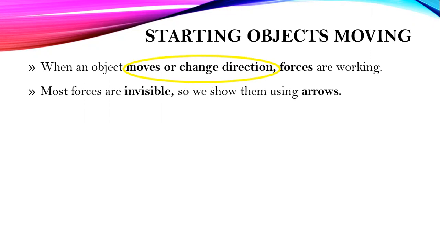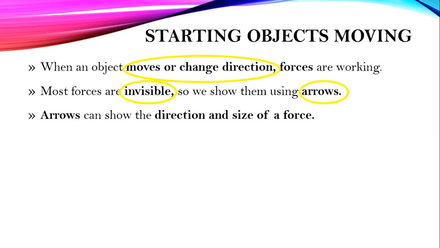And as we said before, most forces are invisible. We cannot see them. So when we want to represent them on paper or during studying, we show them using arrows. These arrows can show the direction and the size of the force, if it's a large force or a small force. If this force is going to the right or to the left, or backwards or forwards, the arrows show all this information about the force.